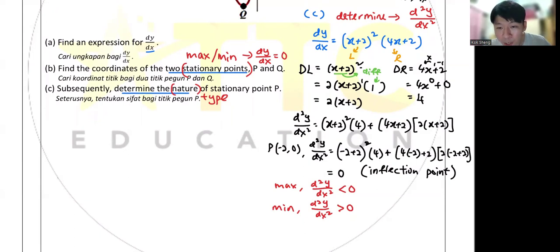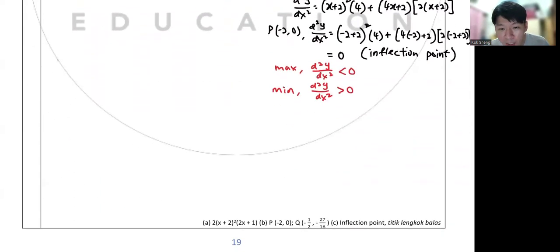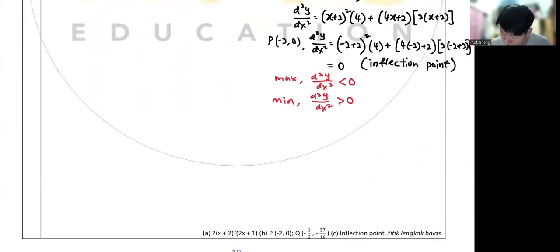Yep, inflection point. The BM is the titik lengkung balas. You can look at the bottom answer here. This one. Titik lengkung balas. Inflection point. It's a bit special, I know, this one for equal 0, a bit special.